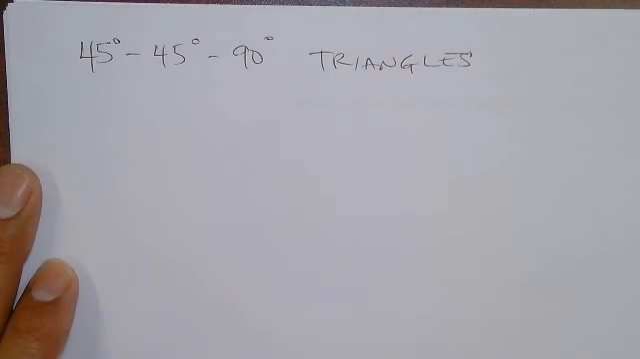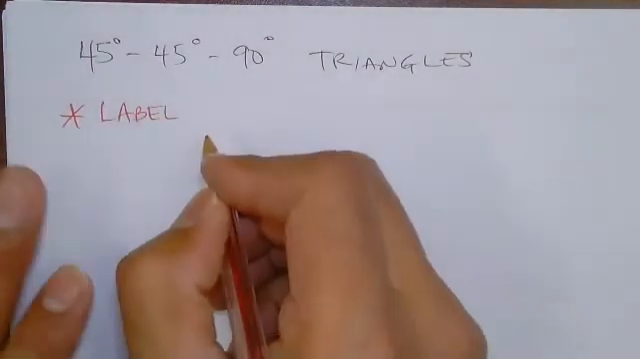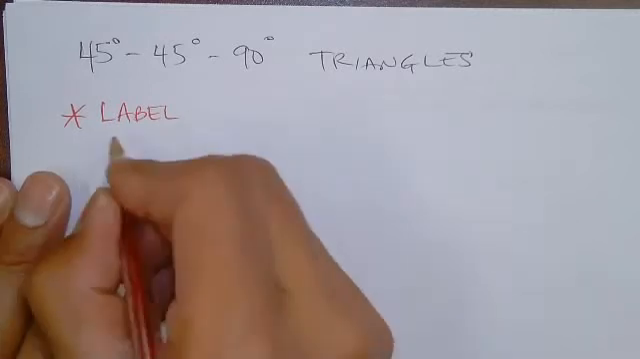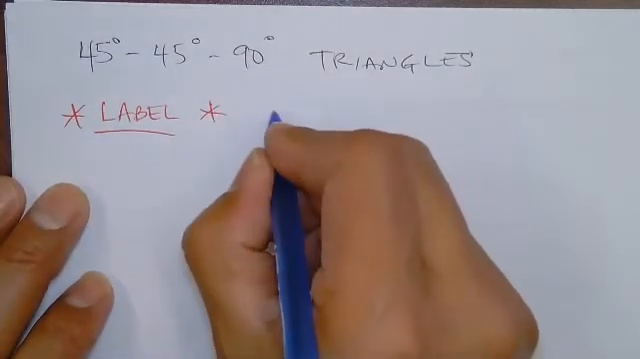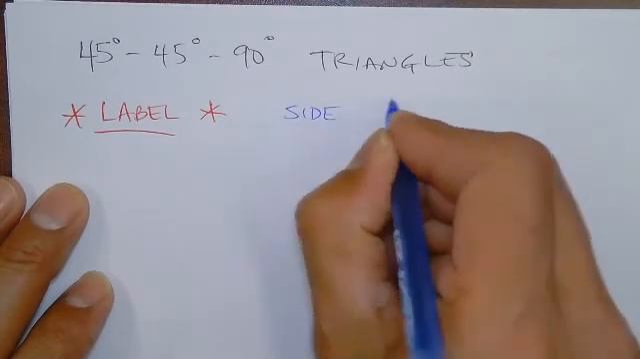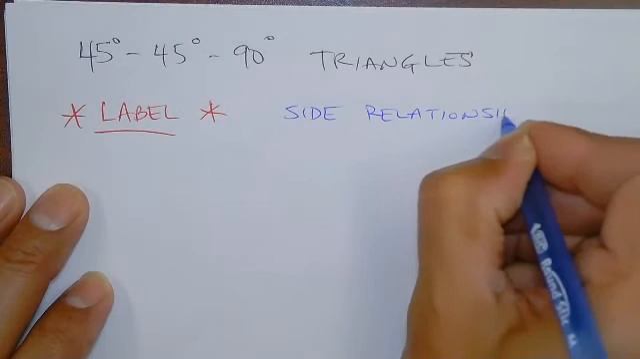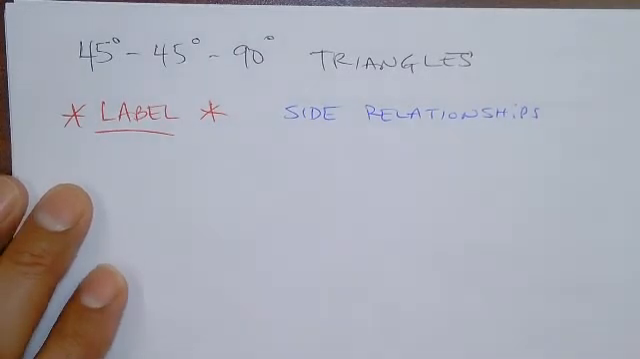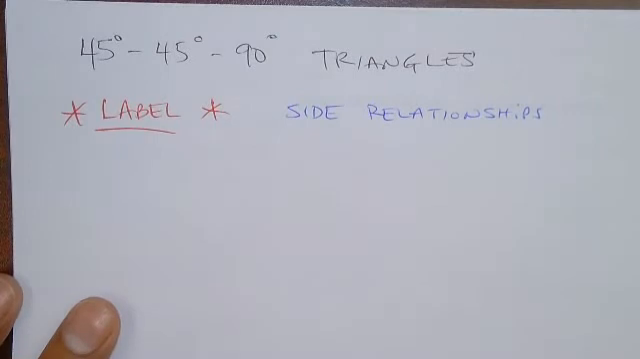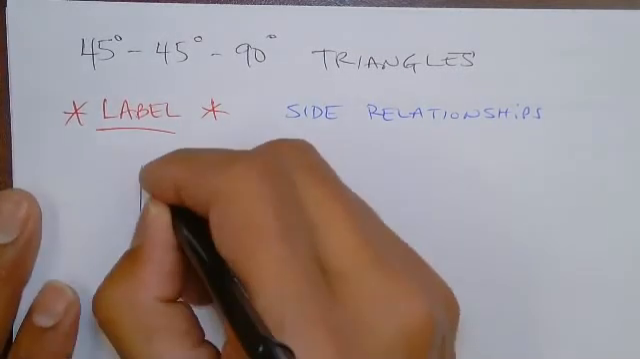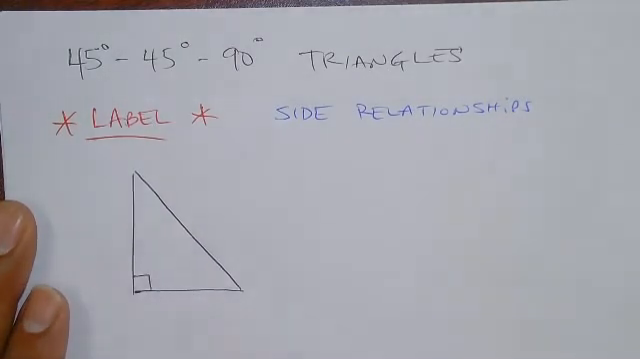You have to label. You have to label. Label, that's going to be the main thing. Label the side relationships. What does that mean, the side relationships? You got to label the sides. You have to know how to label the sides. So when you see a 45, 45, 90 triangle, right?